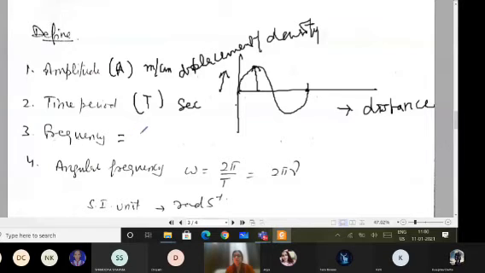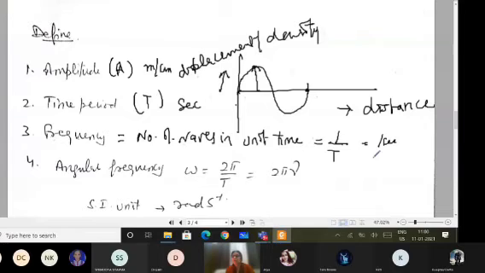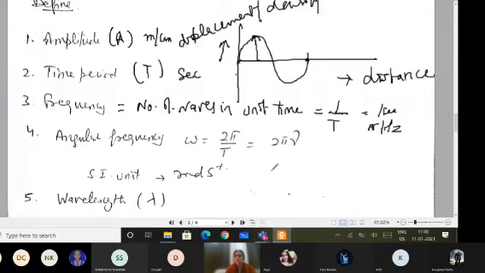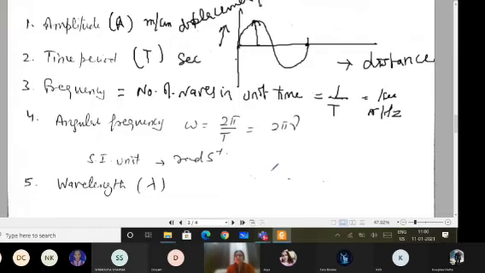Frequency is the number of waves in unit time. It means that it is the reciprocal of the time period, which is measured in per second, or you can measure it in hertz. Angular frequency is omega, that is 2 pi by T or 2 pi nu, of course measured in radian per second.